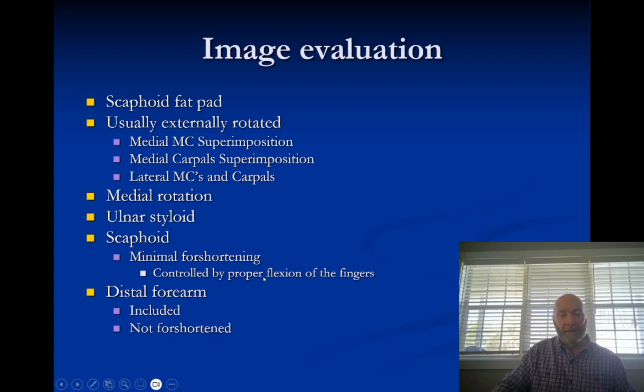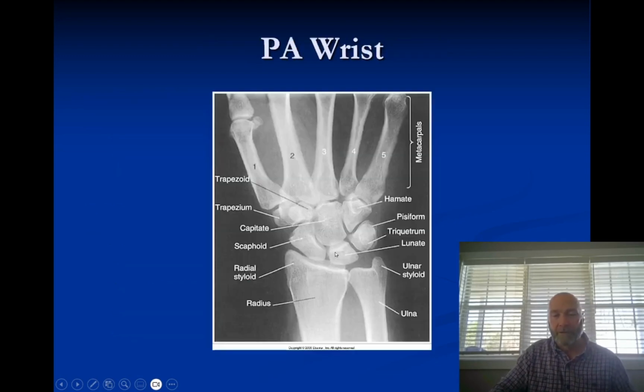The natural lay of the scaphoid is going to put the distal portion of the scaphoid at an angle. So if we've got our positioning, our scaphoid is in position like so. So we're going to have some foreshortening, especially the distal portion of the scaphoid. So we want to make sure that we include the distal portion of the forearm as well. So that's what it should look like. It's a pretty good PA of the wrist.